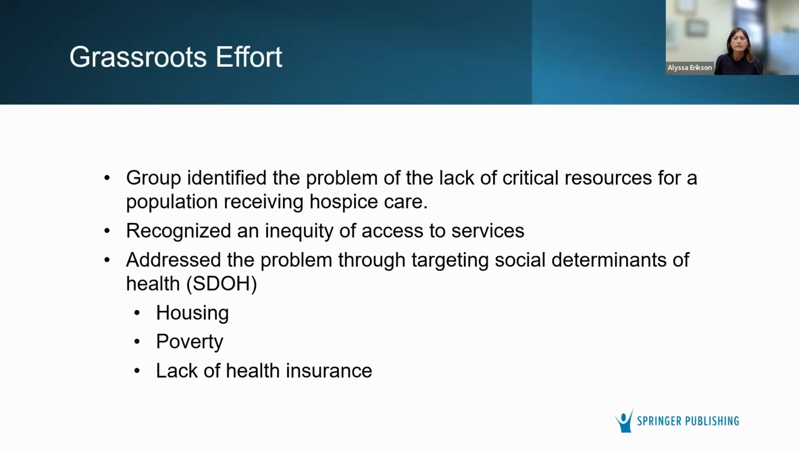So the hospice benefit that was enacted in 1982 really provides an incredible resource for those at the end of life, but it doesn't fully address the issue of caregiving and housing that's necessary to receive quality hospice care. So it was this grassroots effort to improve the problem, which was a lack of critical resources for this population receiving hospice care.